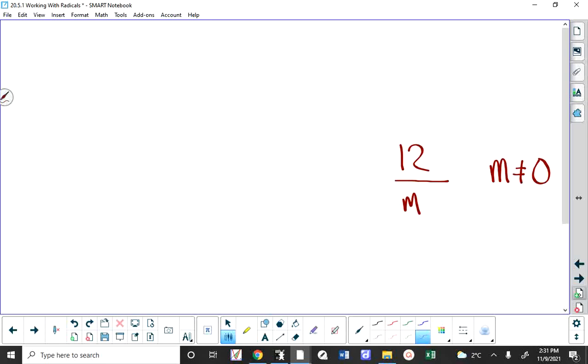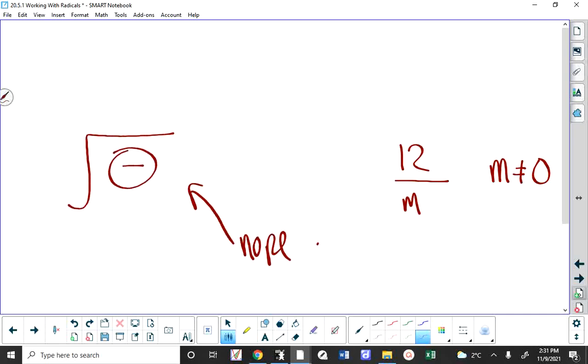Why not? Because if m is 0, you get slapped on the hand. Well, not by me. I'm not going to slap you on that. But the math gods look at you and they slap you on the hand. They go, you can't do that. You're not allowed to do that. Another thing that we're not allowed to do is we're not allowed to take the square root of a negative number. Not allowed to do that.